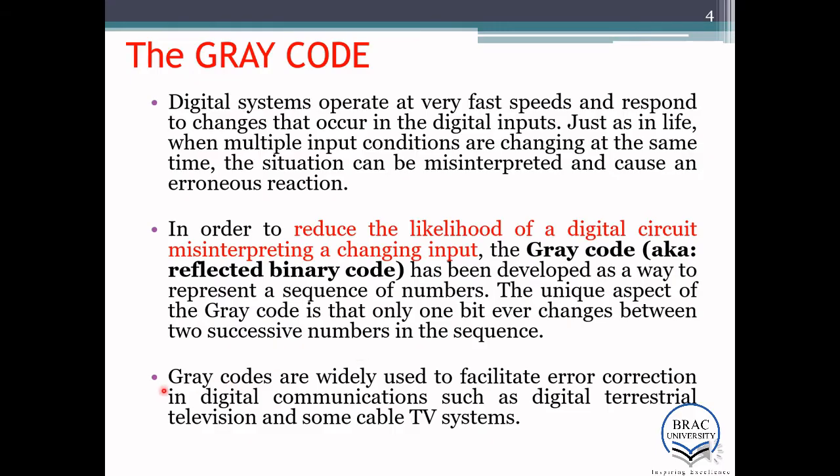Gray codes are widely used to facilitate error correction in digital communication, such as digital terrestrial television and some TV systems.